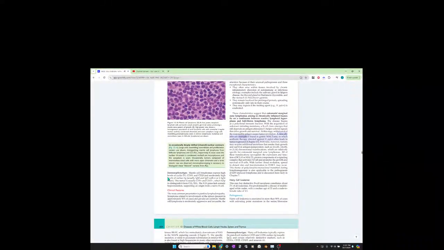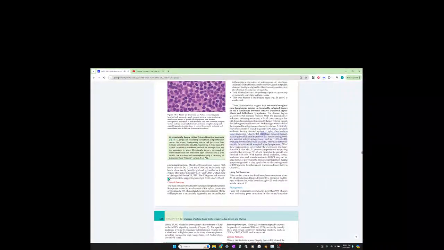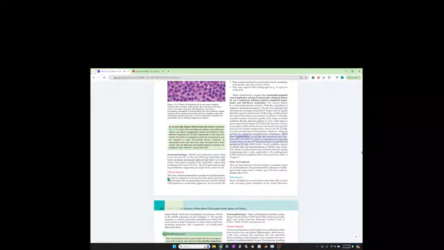A clinically relevant example is found in gastric MALToma, in which antibiotic therapy directed against H. pylori often leads to tumor regression. With time, however, tumors may acquire additional mutations that render their growth and survival antigen-independent, such as chromosomal translocations, which are relatively specific for extranodal marginal zone lymphomas. All of these translocations upregulate the expression and function of BCL10 or MALT1, protein components of a signaling complex that activates NF-kappaB and promotes the growth and survival of B cells.